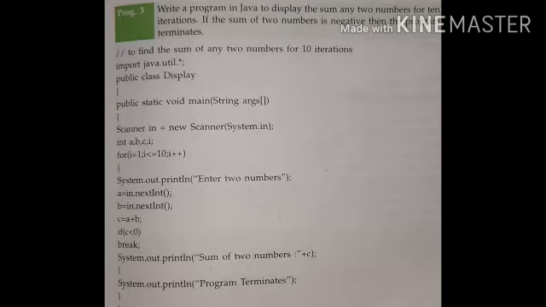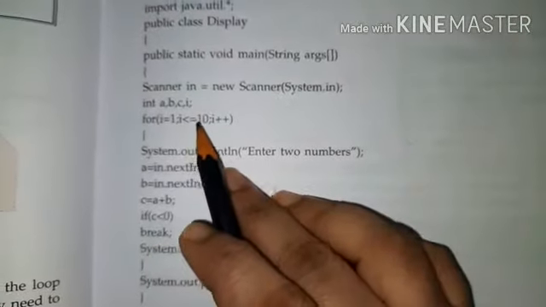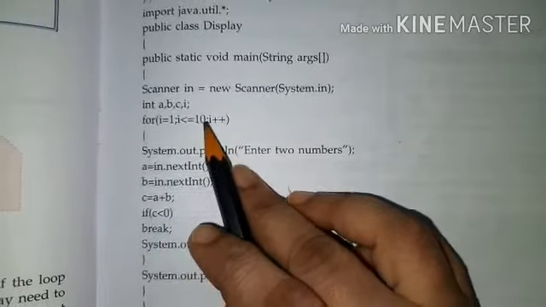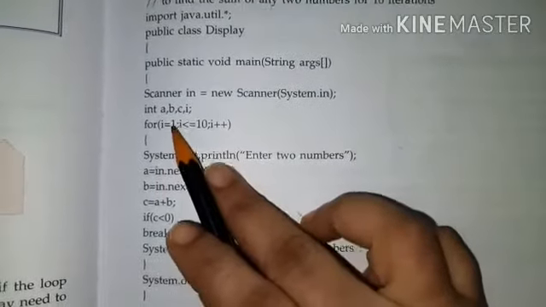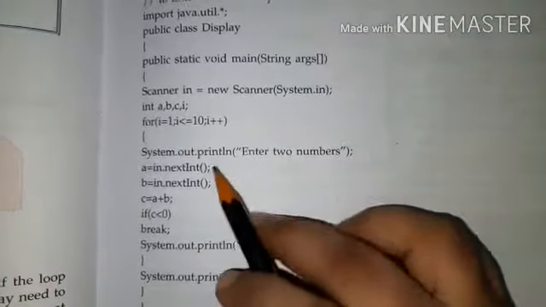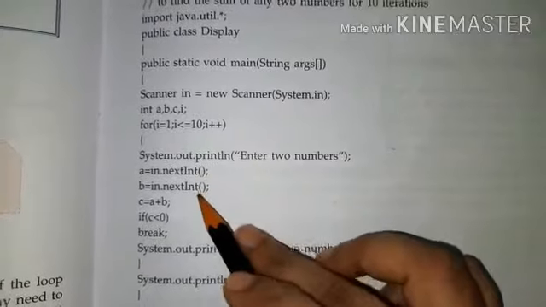So let's go through program number 3. Write a program in Java to display the sum of any two numbers for 10 iterations. If the sum of the two numbers is negative, then the program terminates. So you can see in this program there are 10 loops. So 1 to 10 it will move on. So when I is 1, condition true, it will enter and it will display on the screen enter two numbers.